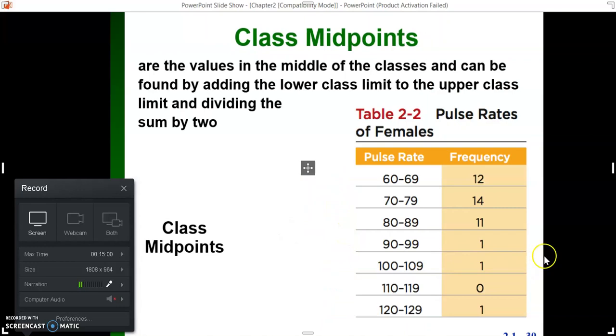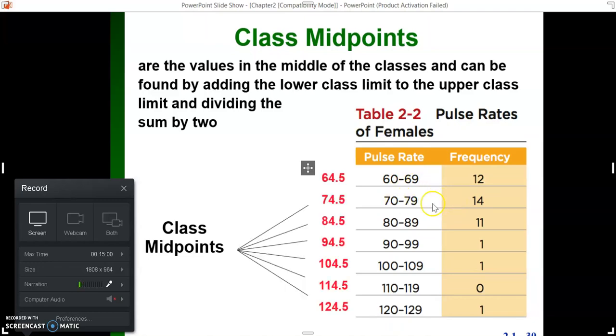Next, class midpoints. That is also another important part. If we want to create the histogram, sometimes we can use the class midpoints to create it. Midpoint is easy to calculate. What's the mid value in between 60 and 69? Simply add 60 plus 69 and divide by 2. That will give you the mid value of 60 and 69. The same way for 70 and 79. You can see the mid values of each class interval.